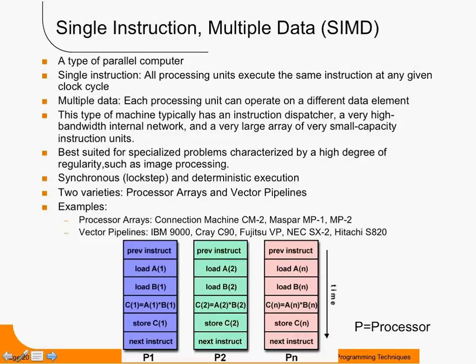Processor 1 operates on element 1 of the data array. Processor 2 operates on element 2 of A, and so on. So at one particular given time, all are executing the same instruction, but we are operating on different values. This one is operating on N, this on 2, and this on 1. That's called single instruction. The instruction remains the same, but you operate on different data.